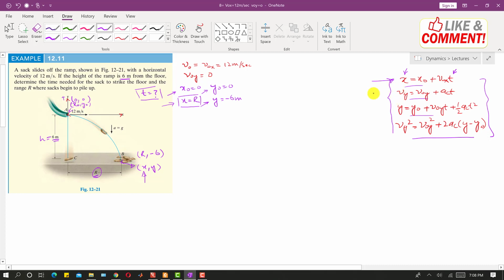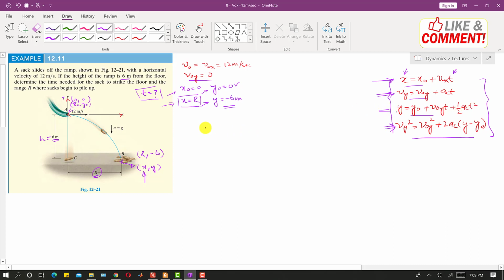In this problem we are not required to find vy, so we will not use this equation, and we will not use this one either. In this equation, y is given, y naught is given, and v naught y is given as well. v naught y is 0. Similarly, we can find t by using this equation.